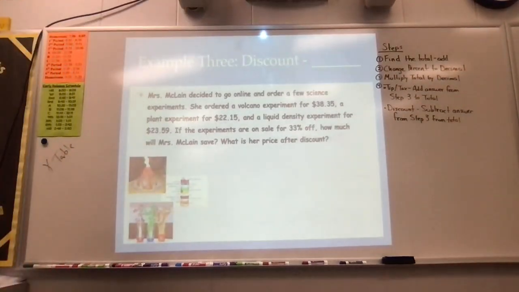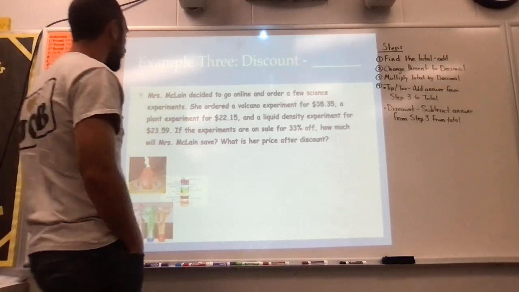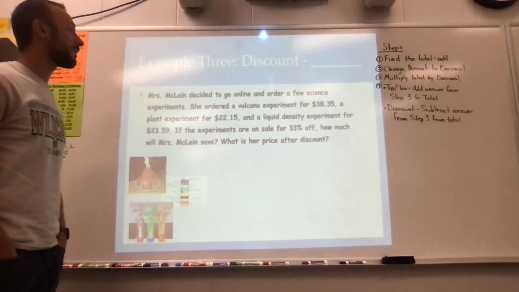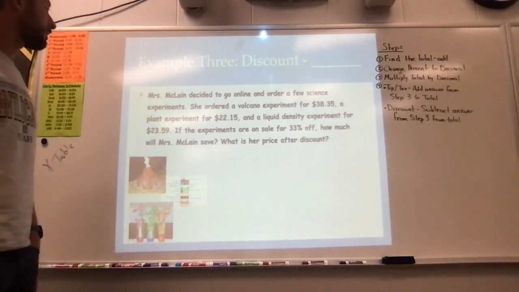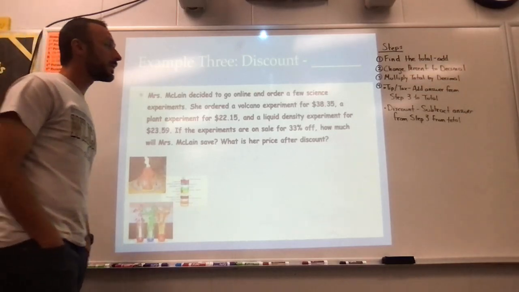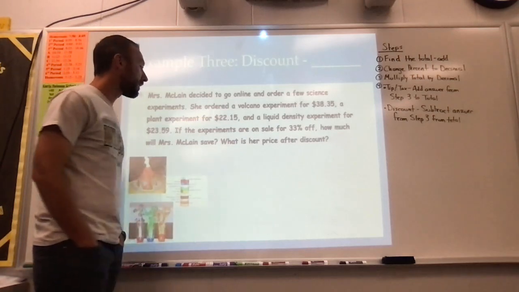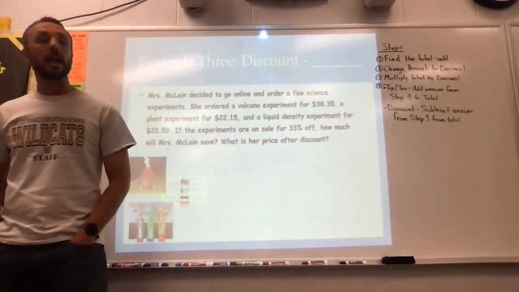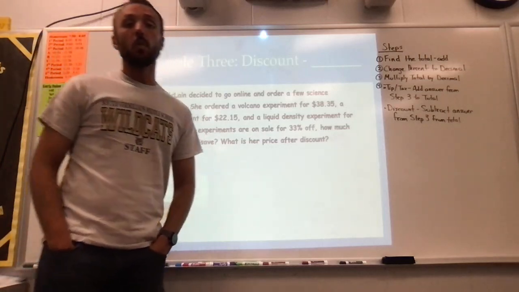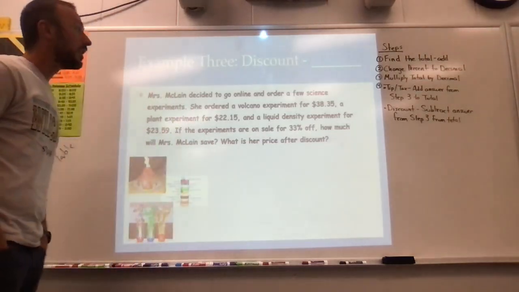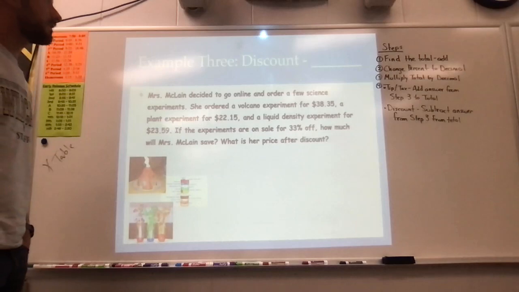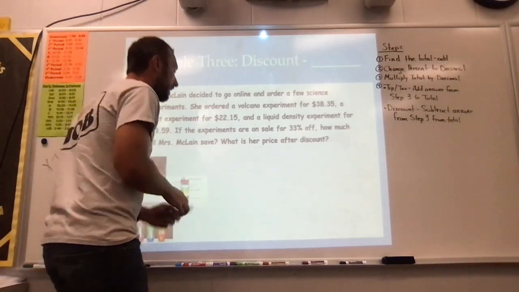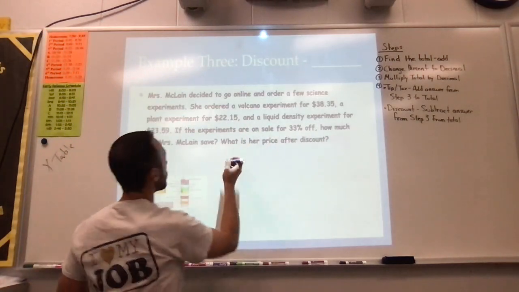Sorry, guys. Mrs. McLean decided to go online and order a few science experiments. She ordered a volcano experiment for $38.35, a plant experiment for $22.15, and a liquid density experiment for $23.59. If the experiments are on sale for 33% off, how much will Mrs. McLean save? What is her price after discount? So even though this is discount, we still do the same original steps. Step 1 for all of these problems will always be to find the total. So I'm going to take the numbers and add those together.